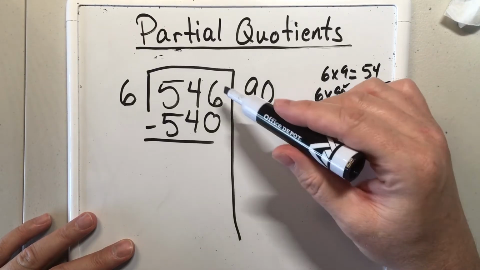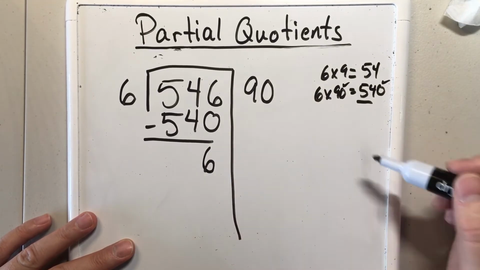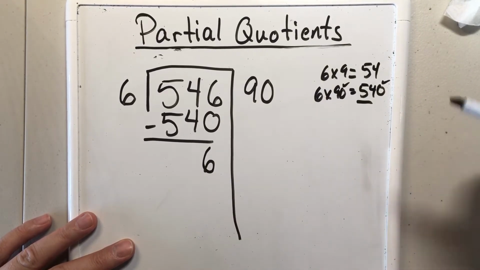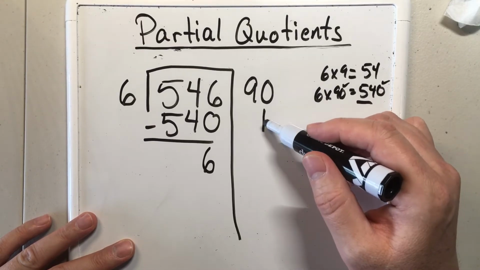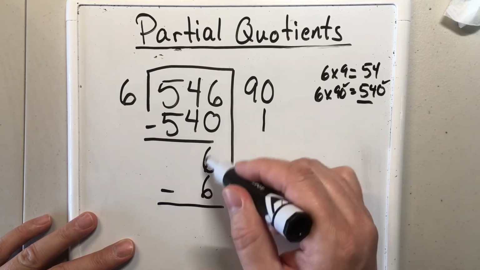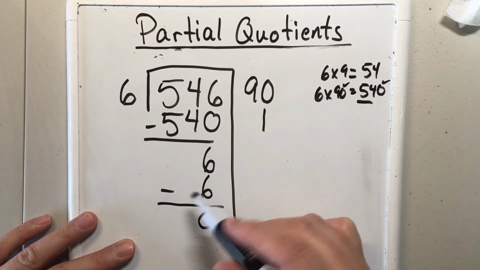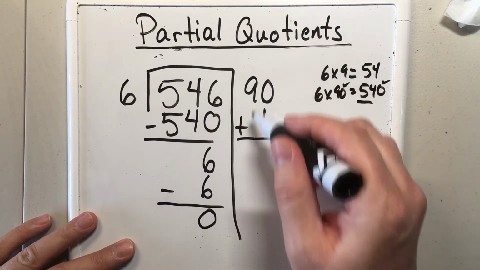Okay, now we subtract 546 minus 540, and we have 6 left over. So now I'm going to multiply 1 times 6. 1 times 6 equals 6. 6 minus 6 is 0. I have no remainder. I'm going to add this up. 91.